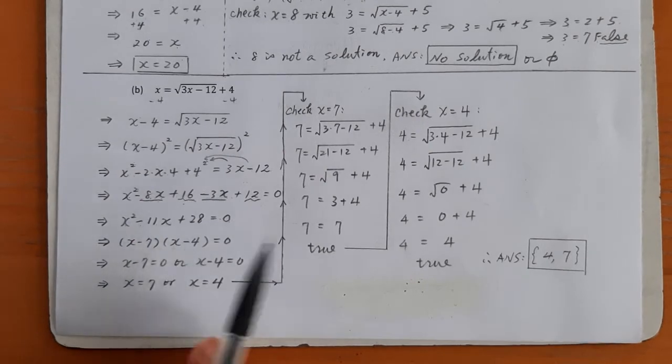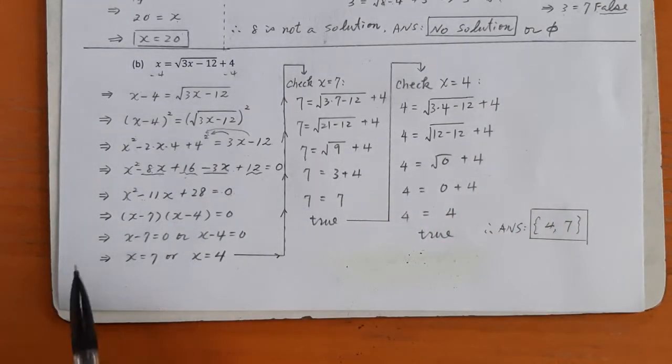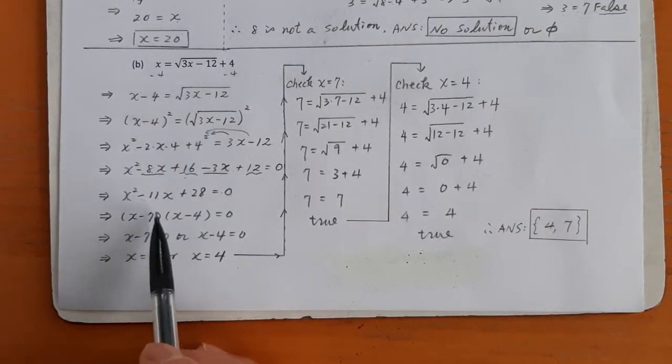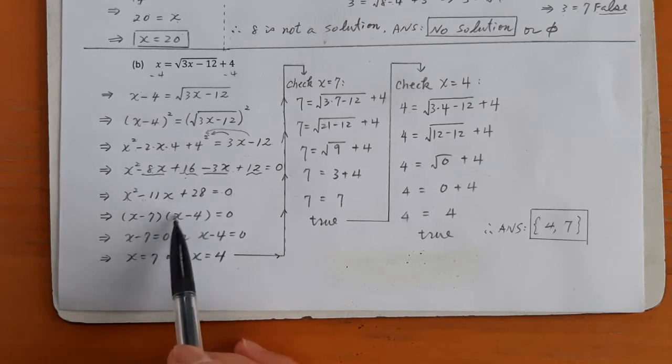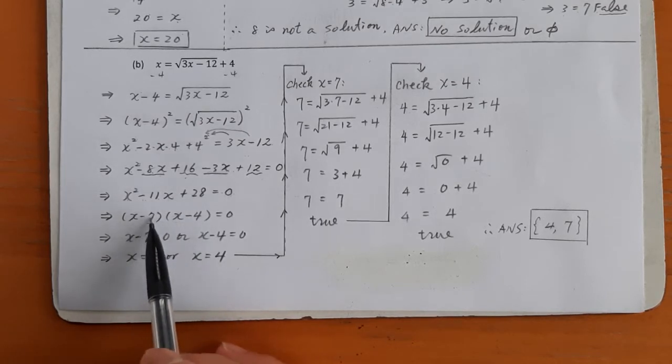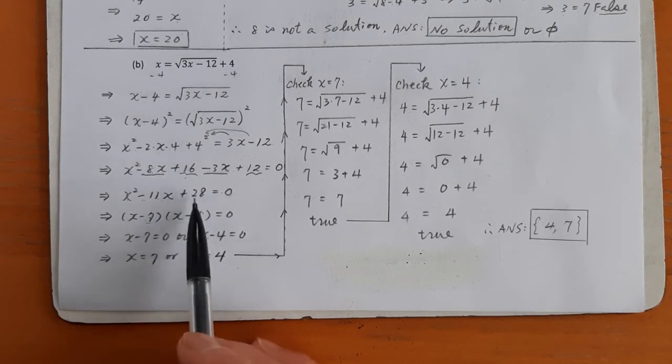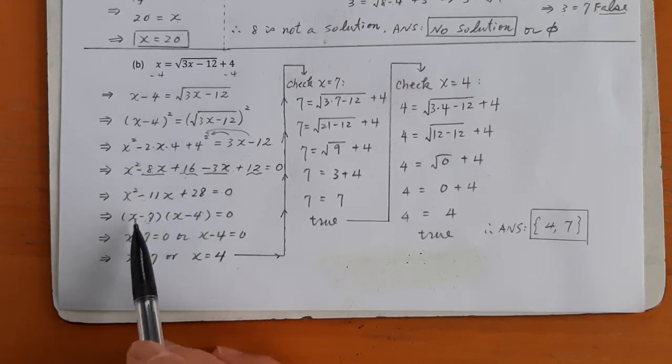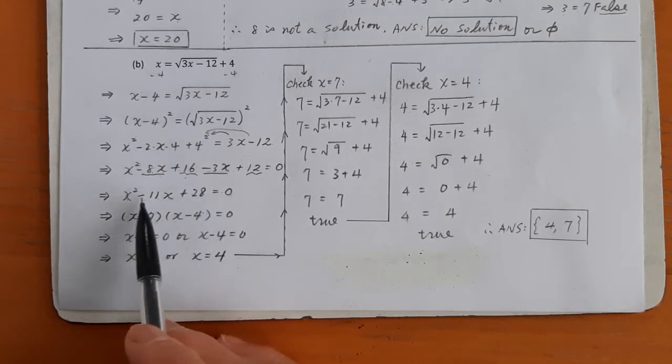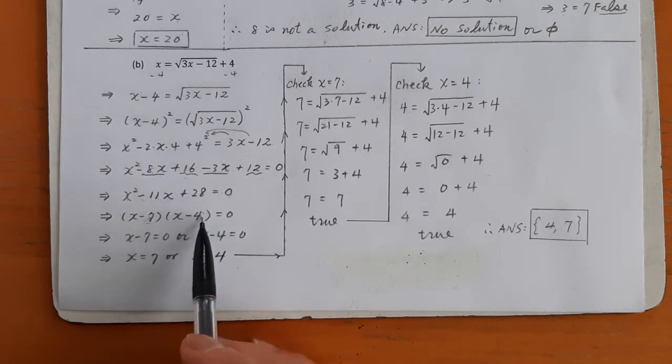And factor it. Leading coefficient is 1. So you can put the parentheses, put a x, and try. Need find two numbers multiplying together is a positive 28. The two numbers add together is a negative 11. So it's negative 7, negative 4.